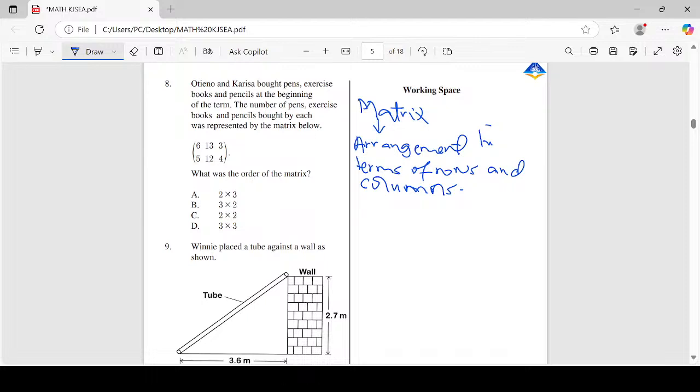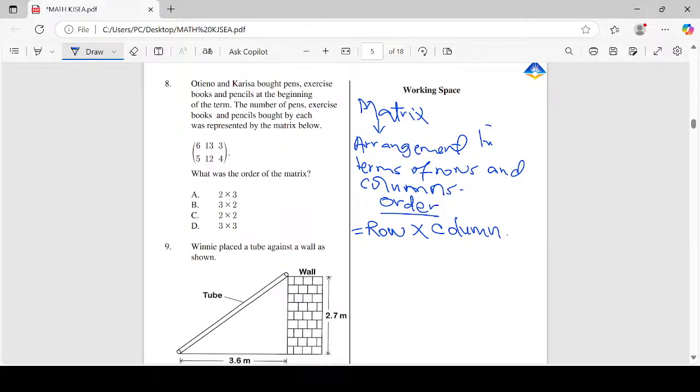And when we talk about order of the matrix, learners, there's something we need to know. Order of the matrix, we normally say row times column. That is how we define the order of a matrix: the number of rows times the number of columns. Rows run in the left-right direction, and columns run in the north-south direction.